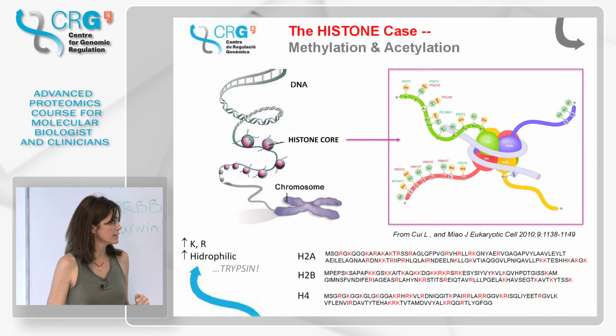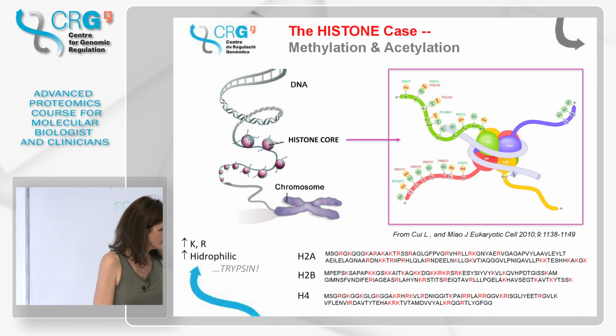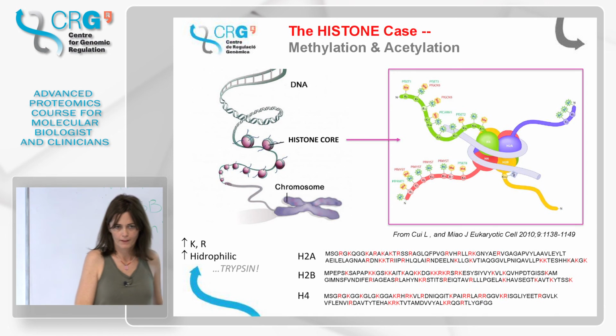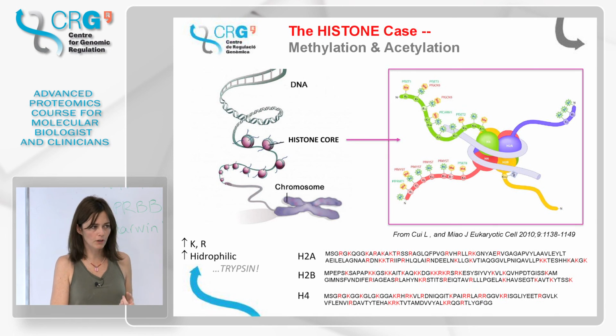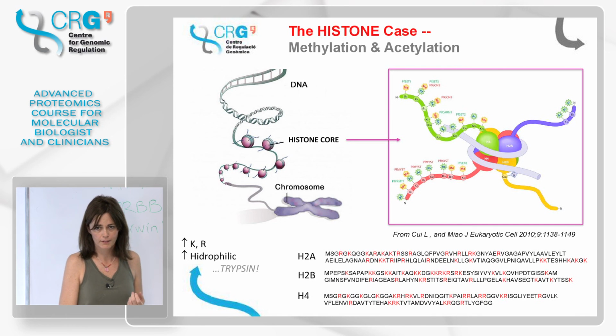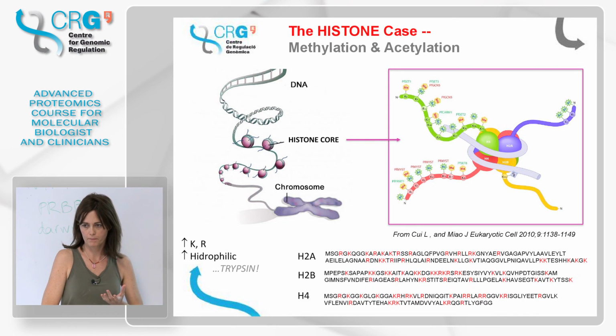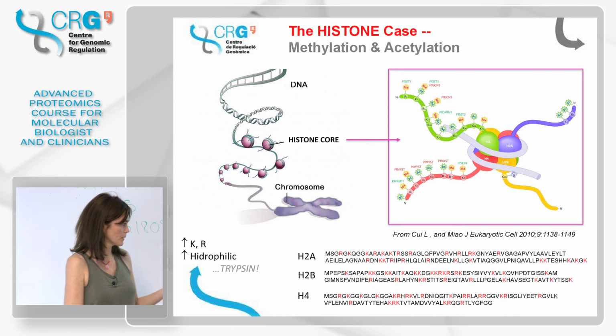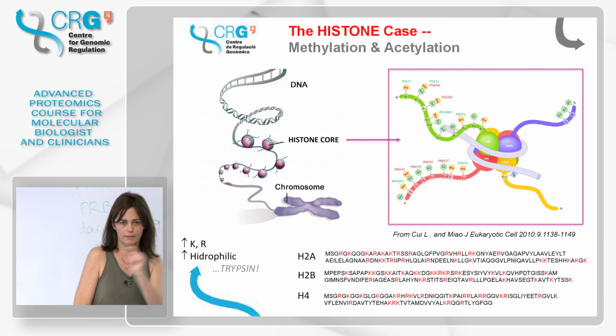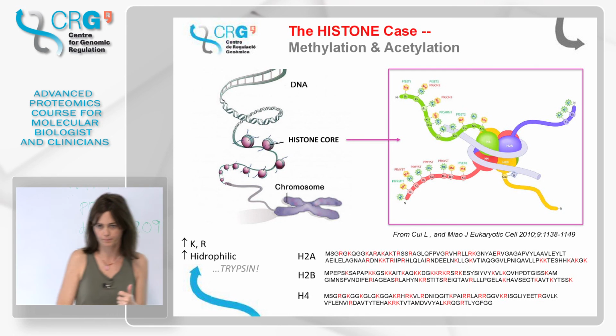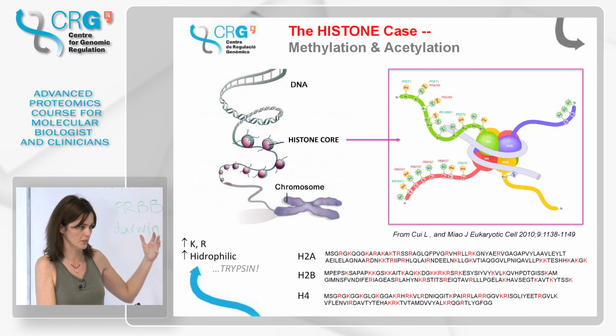The histone case is a little bit more complicated than this. Why? Because, like you, Victor, were saying, there are loads of lysines and arginines in our protein. Histones are quite small and very hydrophilic, because they have all these lysines and arginines. So what happens is that when we use trypsin, the peptides are tiny and they are not good for our mass spectrometer. And on top of that, we want to see all these modifications.